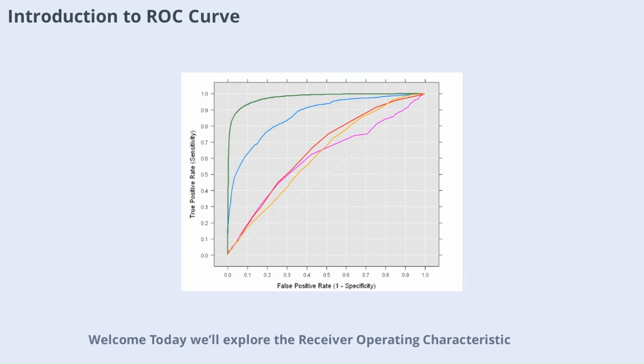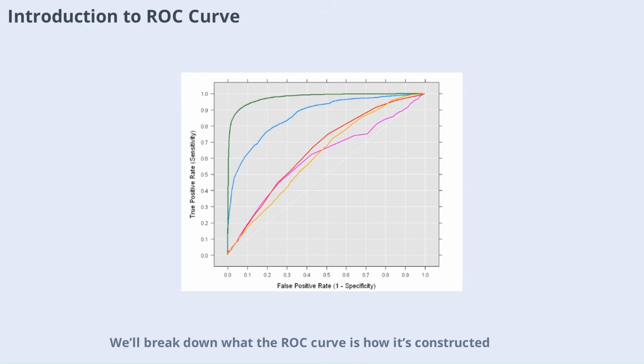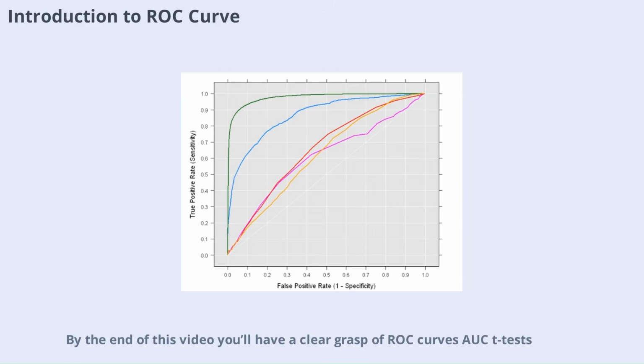Welcome. Today we'll explore the receiver operating characteristic, or ROC curve, a fundamental tool in evaluating binary classification models. Whether you're new to data science or brushing up on your skills, understanding the ROC curve is essential for interpreting model performance. We'll break down what the ROC curve is, how it's constructed, and why it's so widely used in statistics and machine learning. By the end of this video, you'll have a clear grasp of ROC curves, AUC, t-tests, and ANOVA, and how they all fit together in the world of statistical analysis. Let's get started with the basics of the ROC curve.